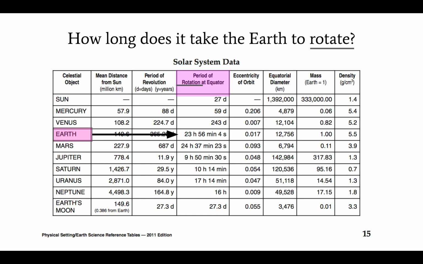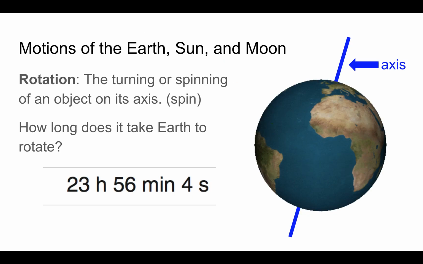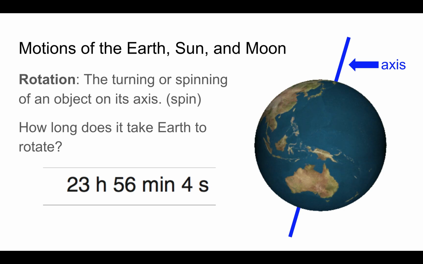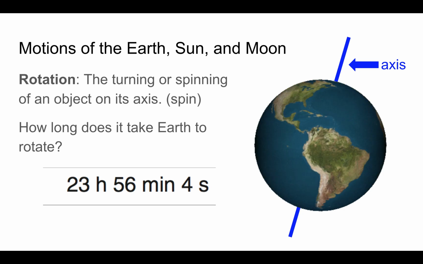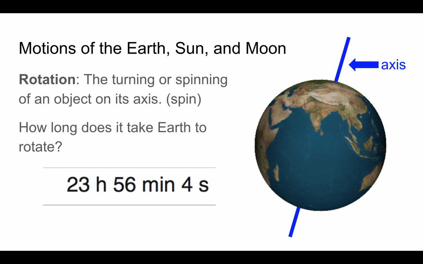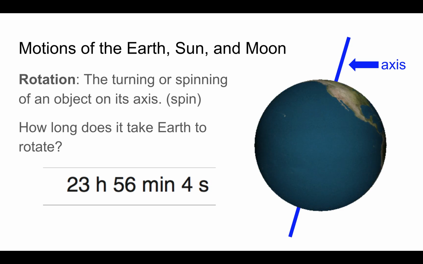Now, if we follow our row down and our row to the right and our column down, we will see that the answer to our question is 23 hours, 56 minutes, and 4 seconds. So, how long does it take Earth to rotate? 23 hours, 56 minutes, and 4 seconds.